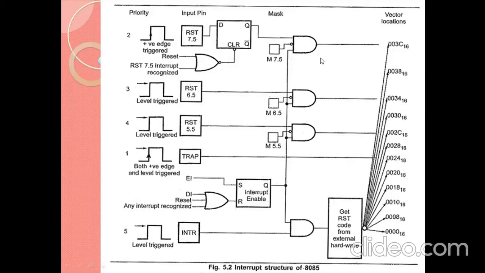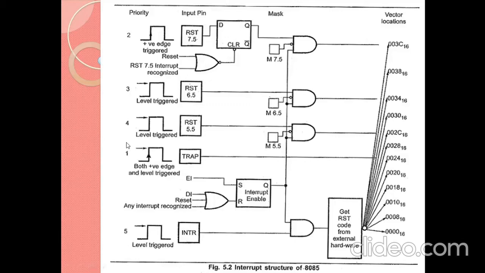Next one is vector interrupt. 7.5: if any interrupt comes on this particular pin, it will go to the memory location 0030. 6.5 means 0034. 5.5 means 002C. Trap means 0024. So it is called a vector interrupt. If any interrupt comes on INTR, it will not go directly to the memory location. So it is called a non-vector interrupt.